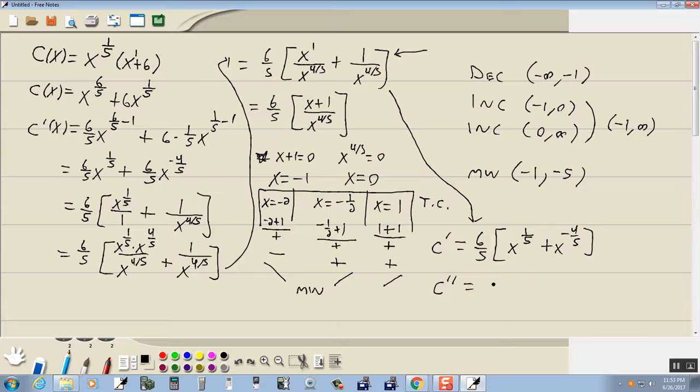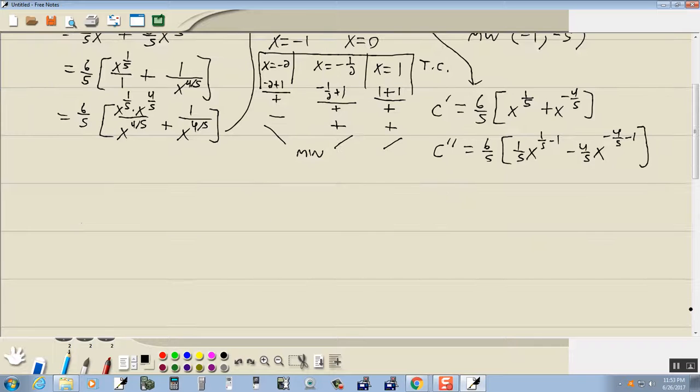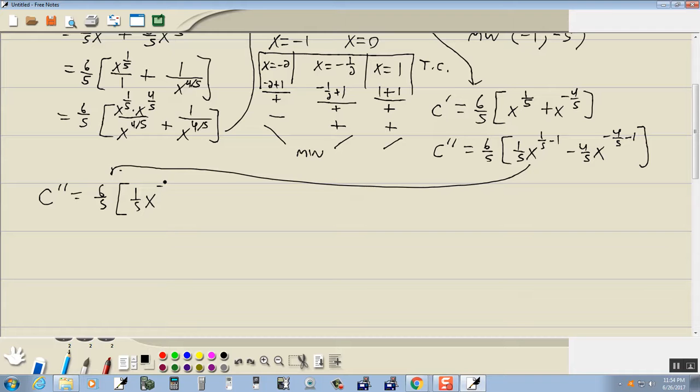So to find our second derivative, take your power, put it up in front, lower your power by 1, minus 4/5, take your power, put it up in front, lower by 1. Okay, so then this becomes 6/5 stays out in front. Then I got 1/5 x to the negative 4/5, 1/5 minus 1, minus 4/5 x, negative 4/5 minus 1 is negative 9/5.